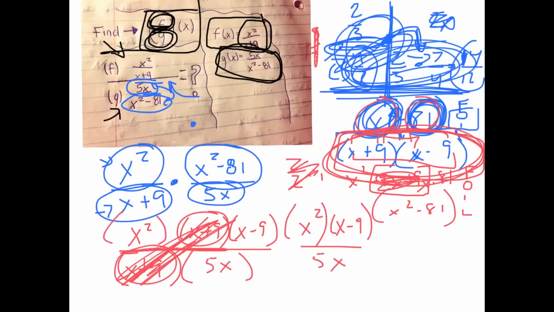Now, can we simplify it any further? Maybe. I don't know how in depth you're wanting to go on this. If not, I might just leave it like this: x squared times x minus 9 over 5x.